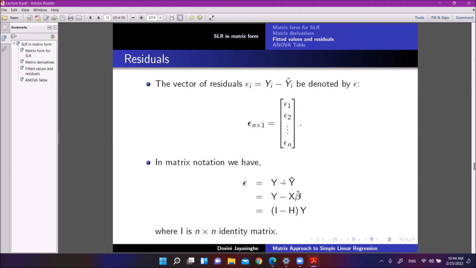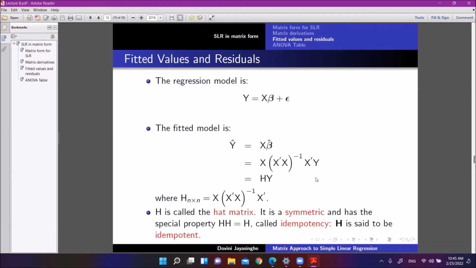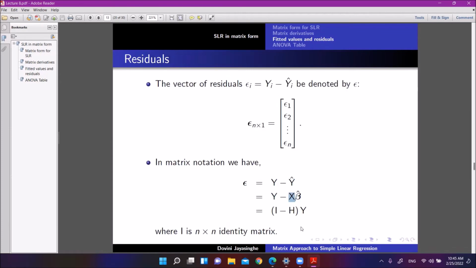So when you subtract these two vectors, you are getting the error vector, just the normal way that we did, right? So this one can be replaced by this. If we use this property, we can simply say this is I minus H, where I is the identity matrix, right? So I minus H times Y. Different representations.